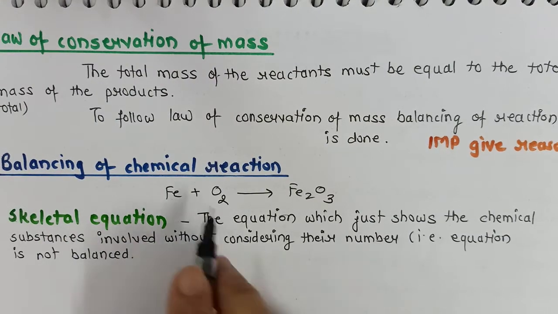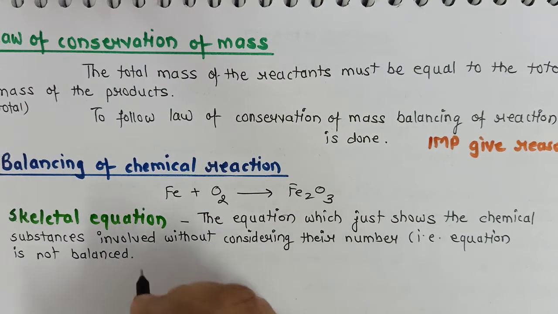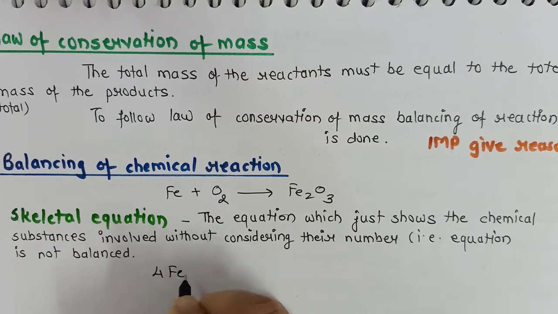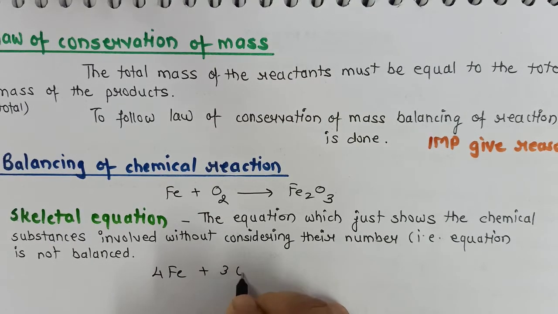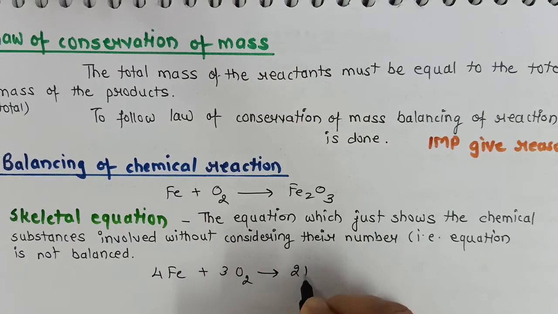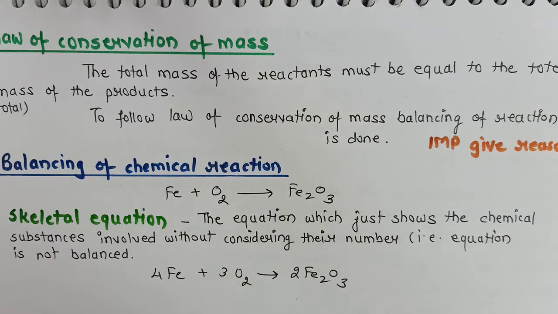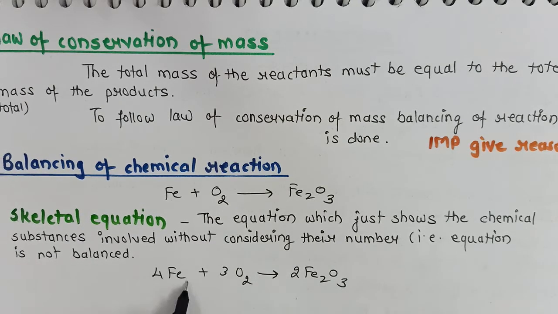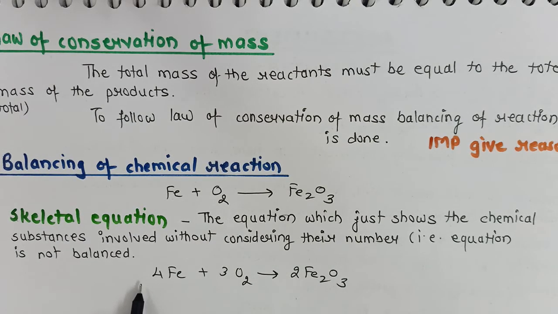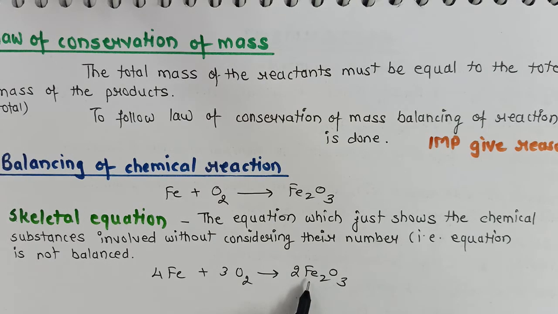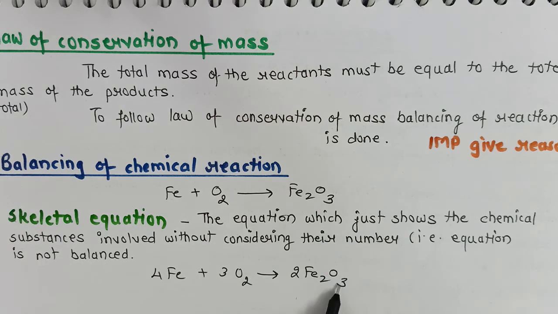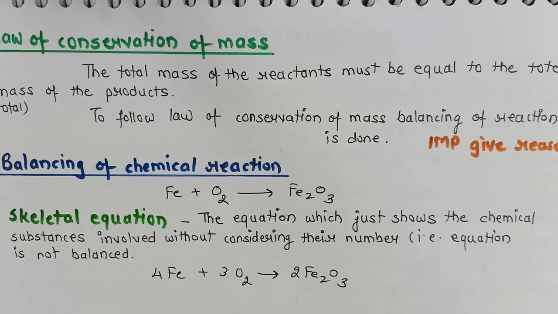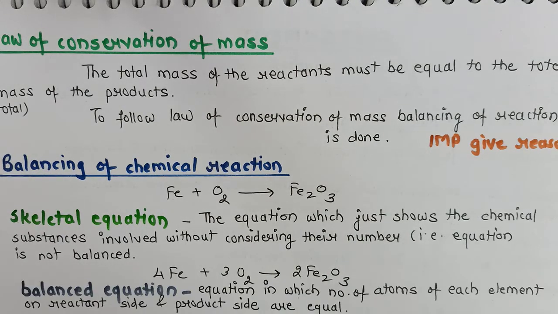On the other hand, if in the same reaction I represent the numbers like 4Fe plus 3O2 gives 2Fe2O3, then such a reaction will be called a balanced chemical reaction. Now in this case, iron on the reactant side has 4 atoms, and on the product side also 4. Similarly, oxygen has 6 atoms on the reactant side and 6 atoms on the product side. Therefore, it will be called a balanced equation.